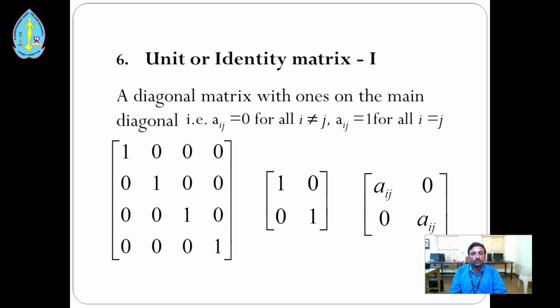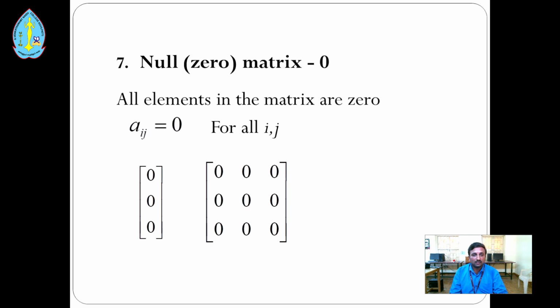The next one, unit or identity matrix, denoted by capital I. A diagonal matrix with ones on the main diagonal, that is Aij equal to 0 for all i not equal to j and Aij equal to 1 for all i equal to j, is called identity matrix or unit matrix. The first one is the 4 cross 4 unit matrix, the second one is 2 cross 2 unit matrix. And the next type is a null matrix or 0 matrix. All the elements in the matrix are 0. That means Aij equal to 0 for all i, j is called null matrix.